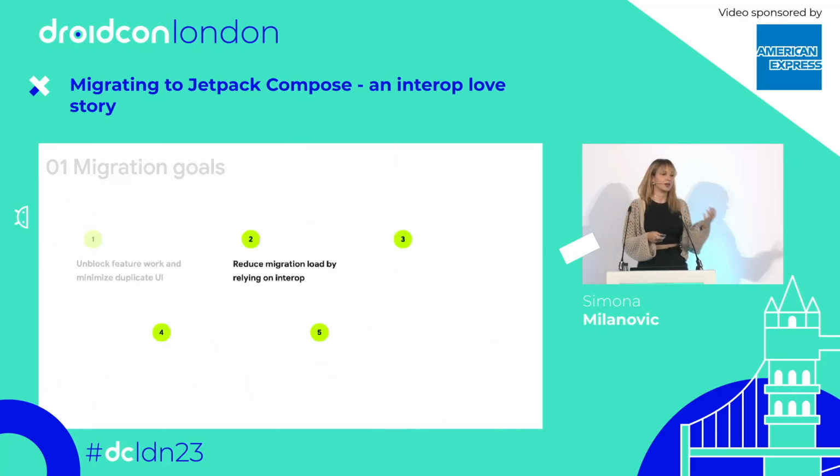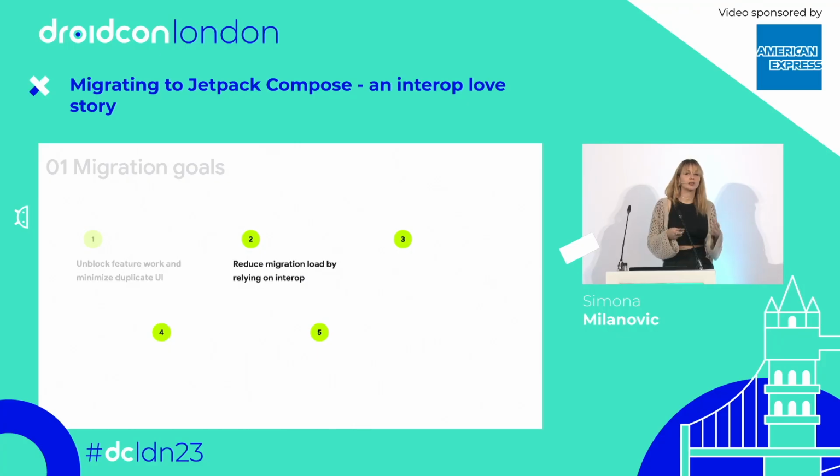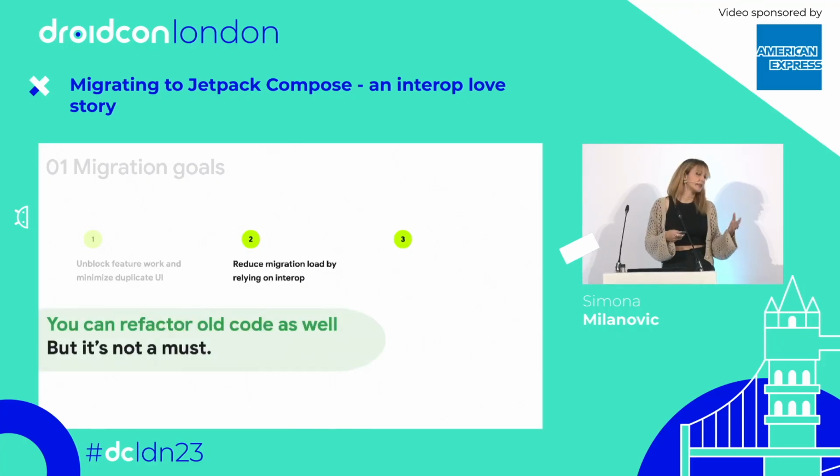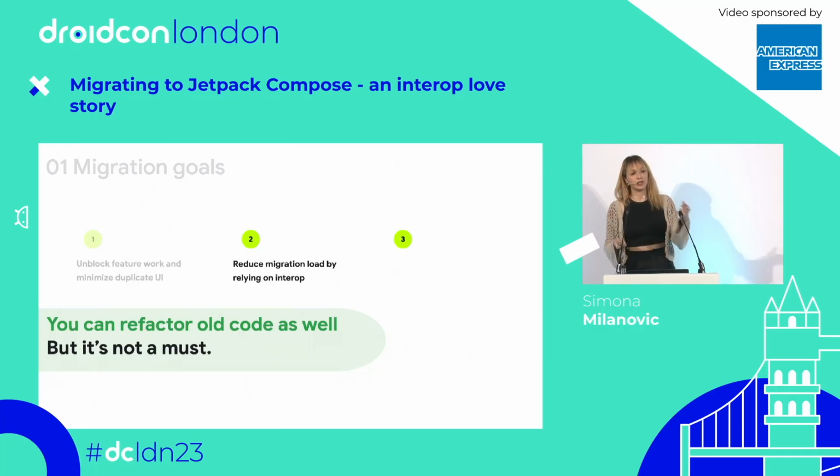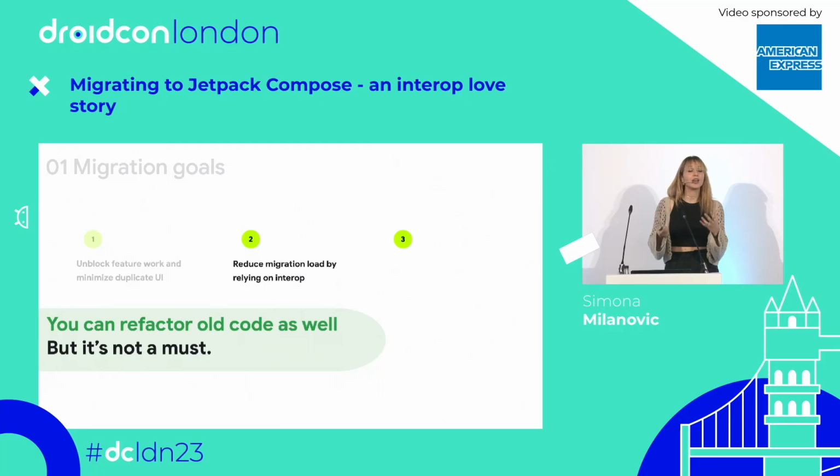Now, to reduce the migration workload and use Compose only for new code, we can rely on interop APIs to validate that this refactoring of old code is actually not a must, and that this incremental migration to Compose works well. So you can, if you want to, of course, and there's very clear benefits of why you can go and should go 100% Compose, but it's not a necessity, and you can rely on interop.